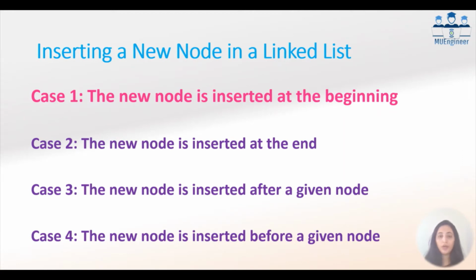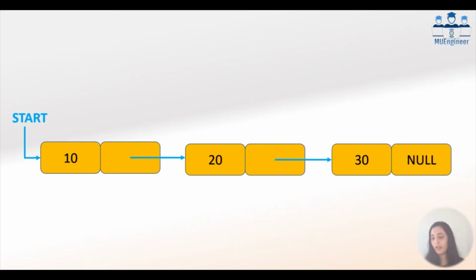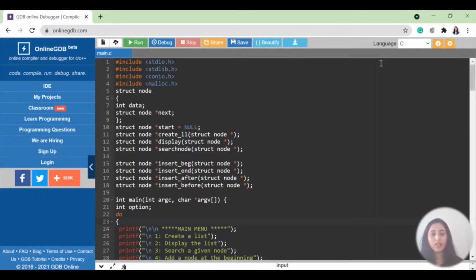The first case is the new node is inserted at the beginning. To understand this function, we should first understand how the scenario will be. Say for example, we have already created a linked list having 3 nodes with the values 10, 20 and 30. 10 is pointed to by the start of the linked list. Now what we want to do is add a new node in the beginning, right? That means something which will come before 10, and start should point to that node. So let's go to the program and understand this.